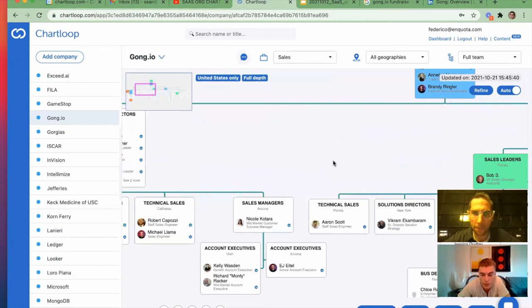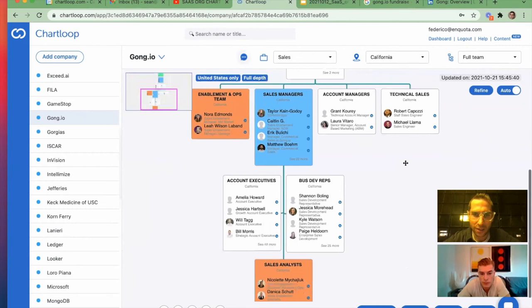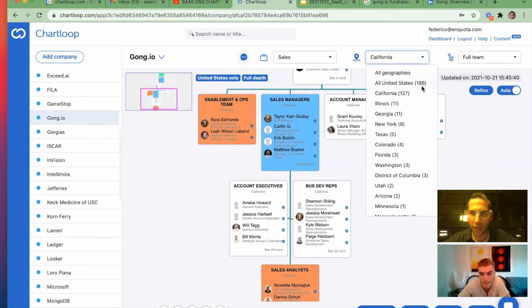But let's maybe dial in a second on California. I just want to highlight here. So this is really where we could see, from the drop down, there's a total of 180 people in the U.S., but almost 60 or 70% of them are in California.